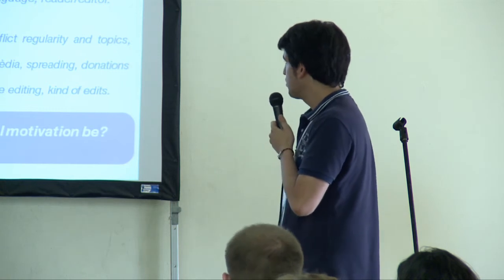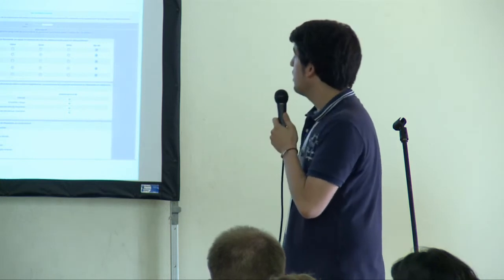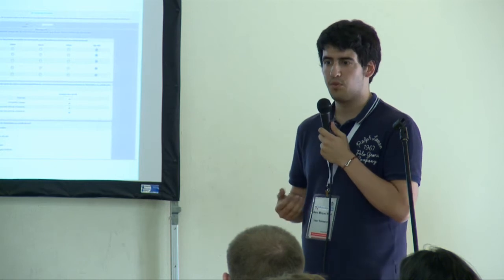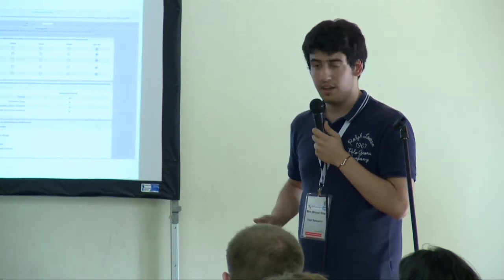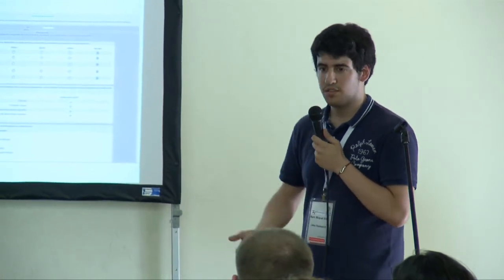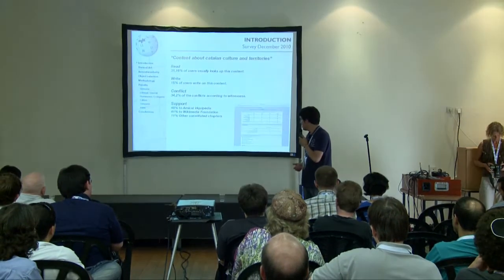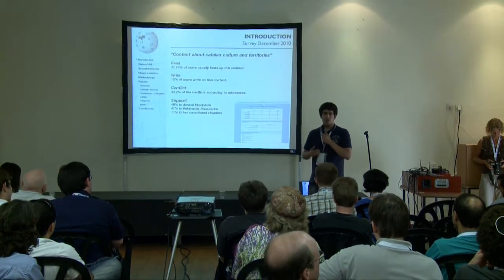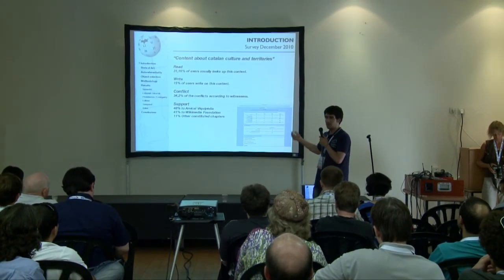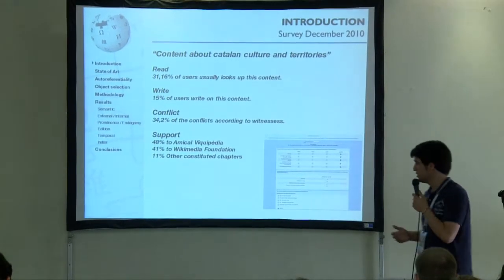And what we saw, from 800 people, is that in reading, they want to read this content. They want to read about their teams. They want to read about the church in the same city they live. And besides that, a third of the conflicts happen in this content. 50% of the users write about this content. And when asked who they would give the money to, they say they would give it to the local association instead of some other chapters or the Wikimedia Foundation.